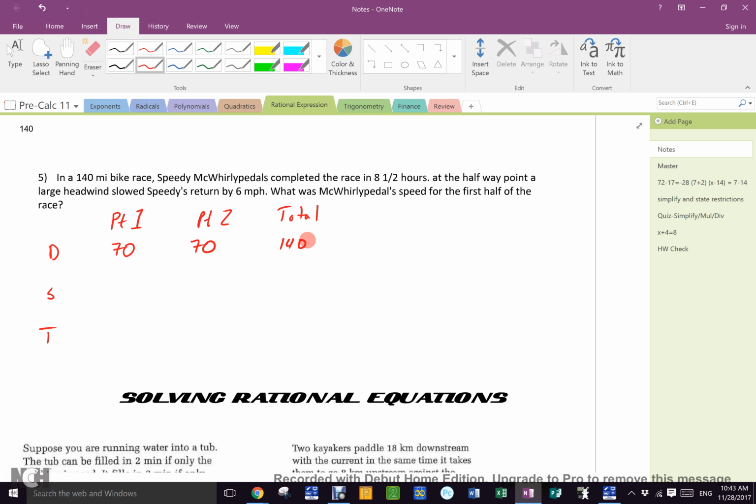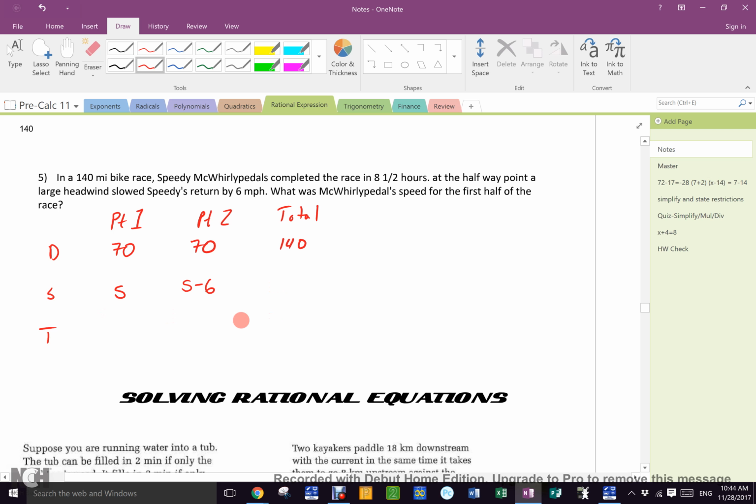What was his speed in the first part of the race? Do we know it? If we don't know something in math, what do we do? We give it a variable. What would be a good variable for speed? S. Lovely. What happened in the second part of the race to his speed? He lost 6 miles per hour, yes? So whatever speed he was going, he lost 6 of that. How do I say that in math? S minus 6, correct? We can't use his total speed because the speed changed, right?